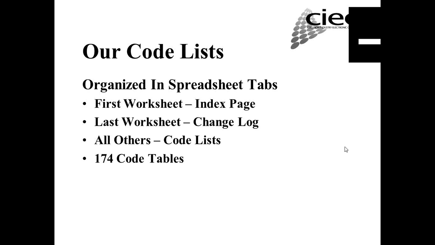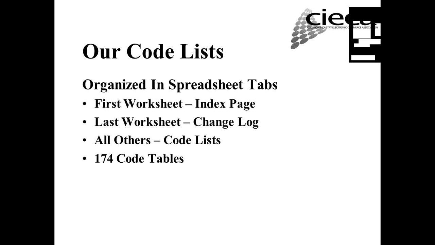So the first worksheet on the master code list table is an index of all the code list tables, and the code tables are either open or closed, where closed indicates all acceptable codes are listed, and open indicates the common code, but recognize there are other codes to be used as well. And the last worksheet is the change log.